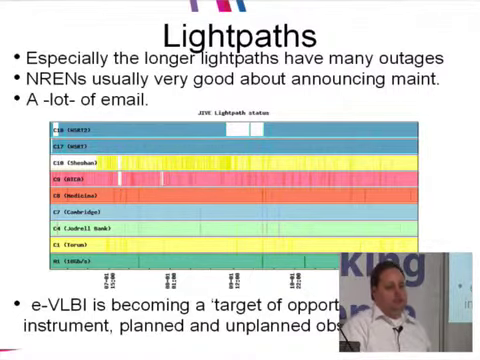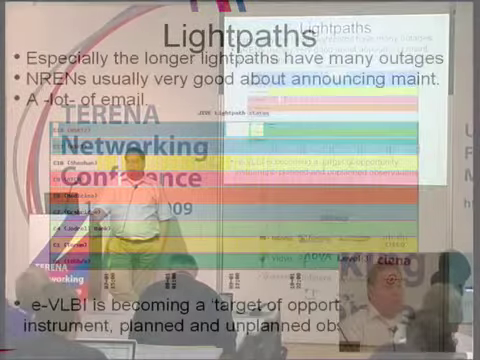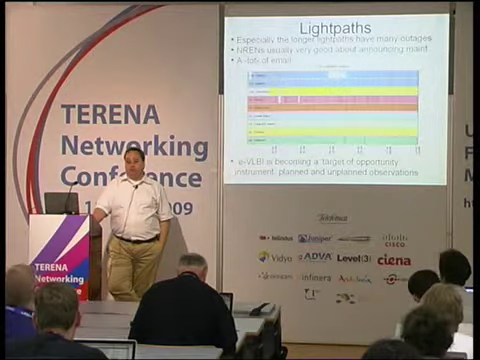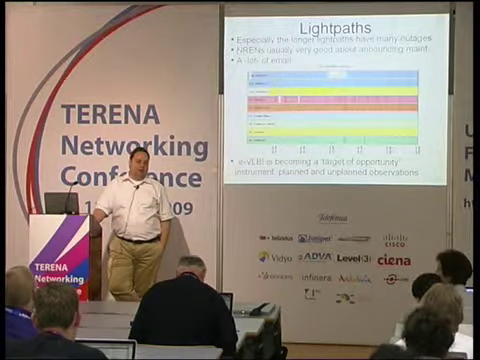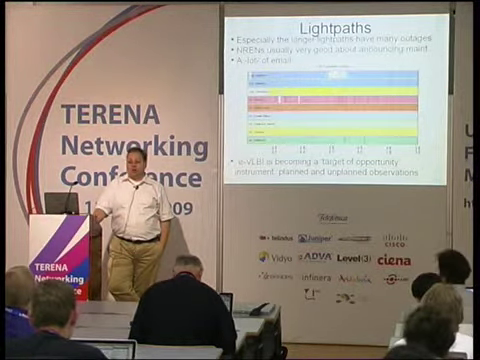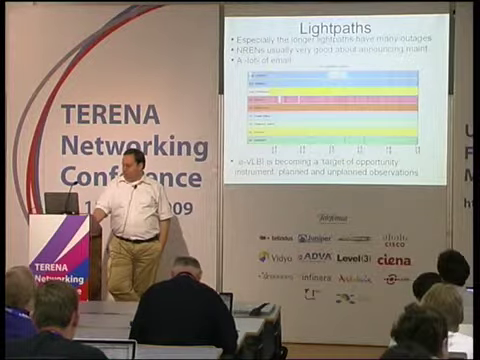Fortunately, there's a lot of planned maintenance, and fortunately, all the NRENs are generally very good about informing us about the ongoing maintenance. Some of them are even so good that they tell us about all their maintenance, and we then have to filter out which maintenance applies to our light paths. That's a bit of a puzzle always.